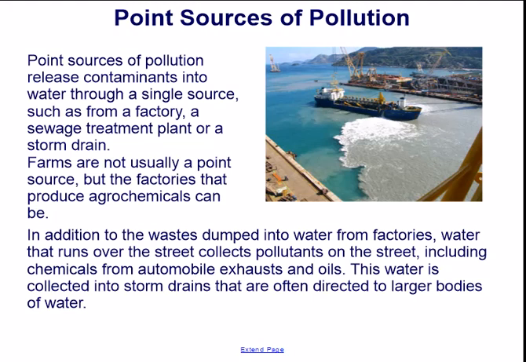In addition to the waste dumped into water from factories, water that runs over the street collects pollutants on the street, including chemicals from automobile exhausts and oils. This water is collected into storm drains that are often directed to larger bodies of water.